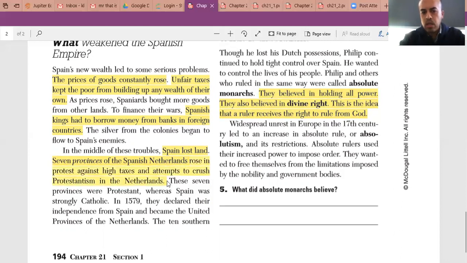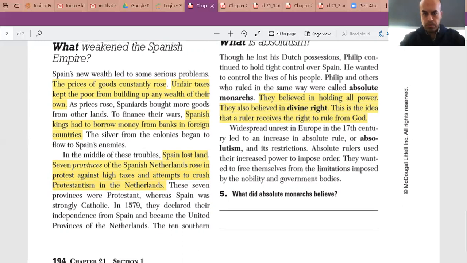Why did Spain lose its power? Again, the prices of goods constantly rose, unfair taxes, Spanish kings had to borrow money from banks in foreign countries, and Spain lost land: seven provinces in the Spanish Netherlands rose in protest against the high taxes and attempts to crush Protestantism in the Netherlands. These are the reasons why Spain lost land and lost its power.